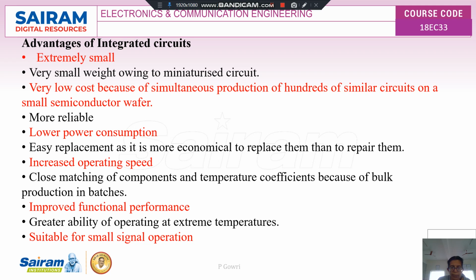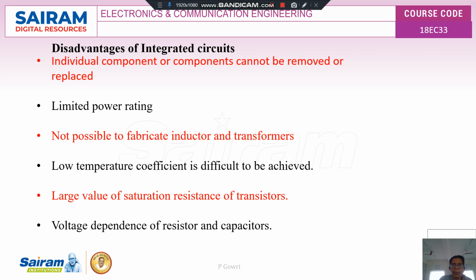There is also easy replacement, because it is economical to replace the entire IC compared to repairing it. And the speed: because of the reduced spacing and miniature size, the operating speed can be increased. There will also be a close match of components and temperature coefficient between production batches because almost all the processes are similar. These devices can operate at very high temperature, and small scale operation is also possible.